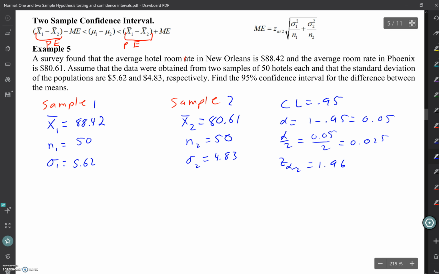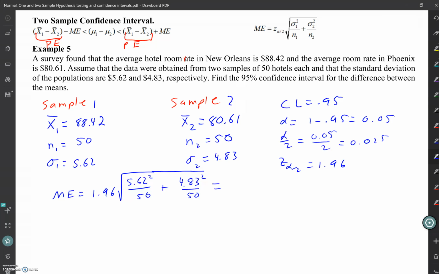So the first thing I want to find is my margin of error. So 1.96 times sigma 1 squared. So we got to take 5.62 and square it, and then divide by its sample size, plus sigma 2 squared, which is 4.83, square it and divide by its sample size. And then you want the square root of that whole thing. So let's see what we're going to get for that.